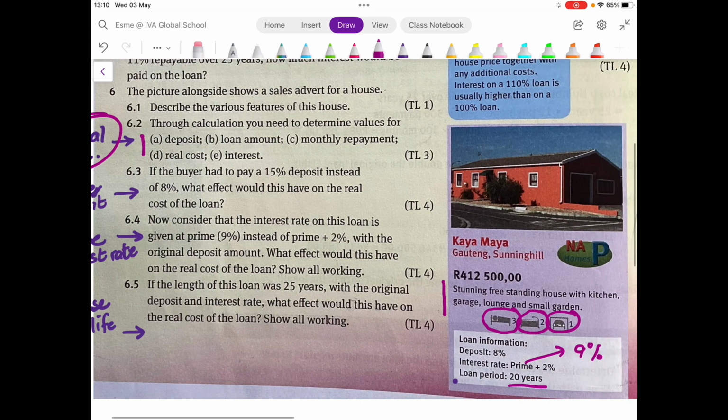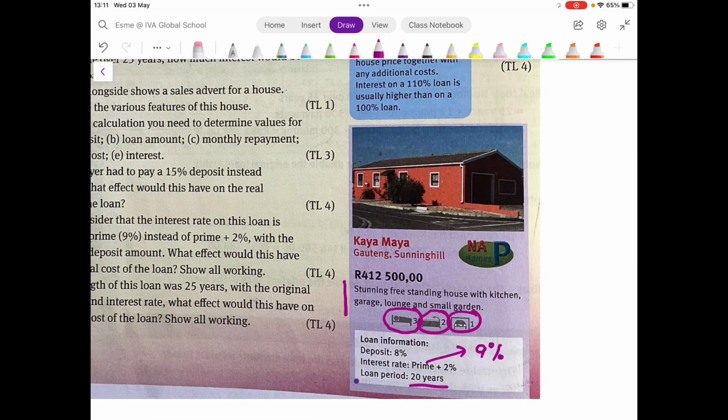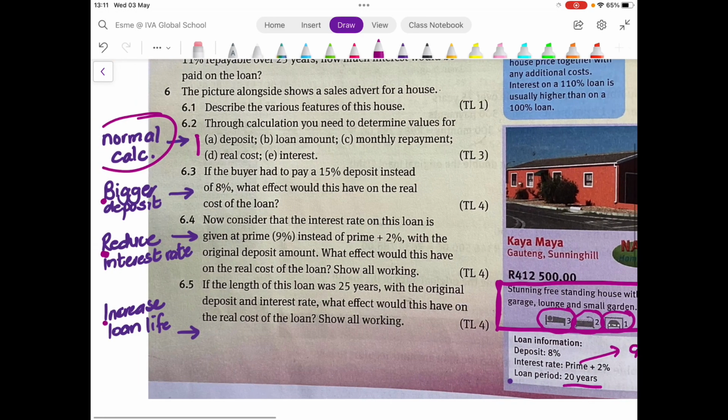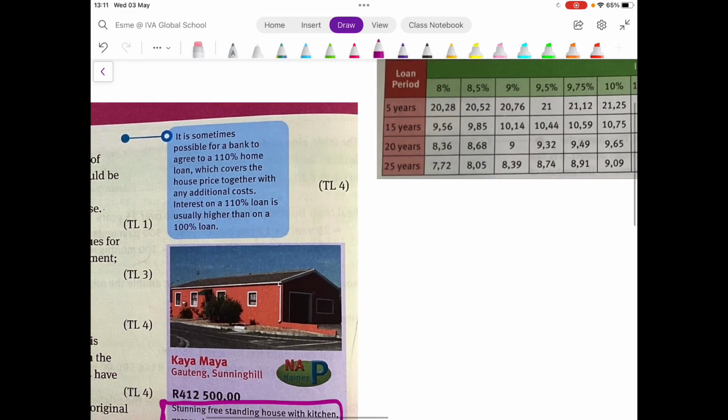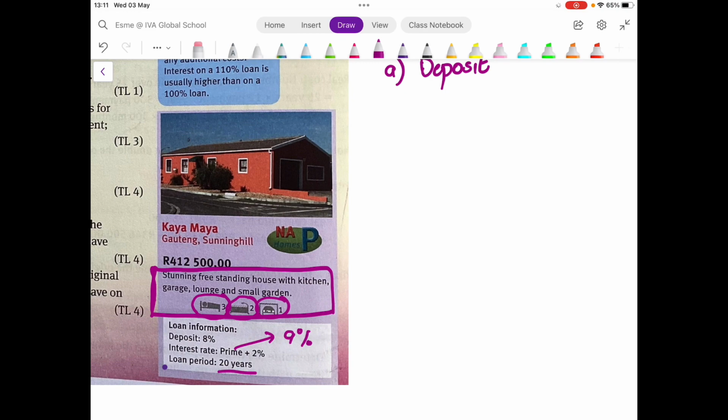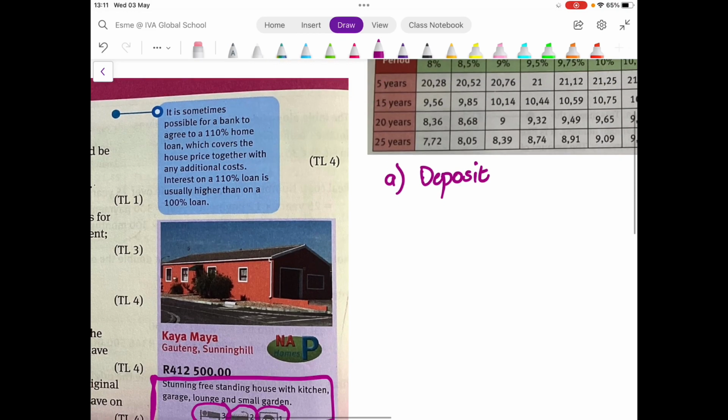So the various features you would have described from this information over there, you just put it in writing. Right, so here they're telling you how to do it. It is not always given so beautifully. So the first thing we're going to do is find the deposit. Okay, so the deposit, and if we go to the bottom, you will see the deposit is 8%.